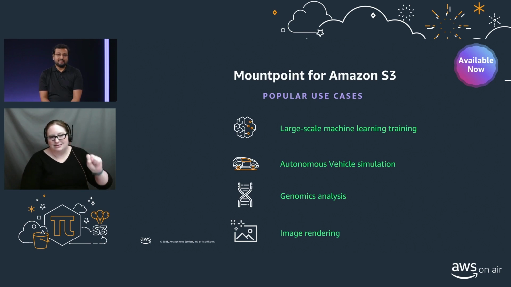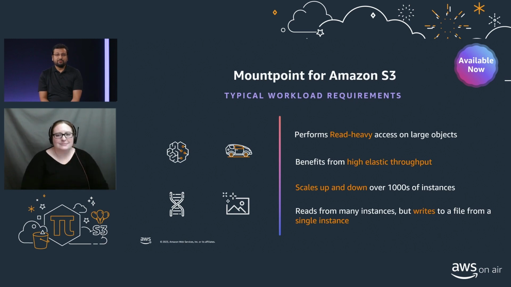Mount Point for Amazon S3 is ideal for large scale-out workloads that process petabytes of data using random and sequential read operations. Common use cases include machine learning training, autonomous vehicle simulation, genomics analysis, and image rendering. These applications perform read-heavy access on hundreds of terabytes to petabytes of data in S3 data lakes and require S3's high elastic throughput as they scale up and down over thousands of instances. While they read large files over one or more instances, they write to a file from a single instance at a time. This means they do not need shared file system features like locking.